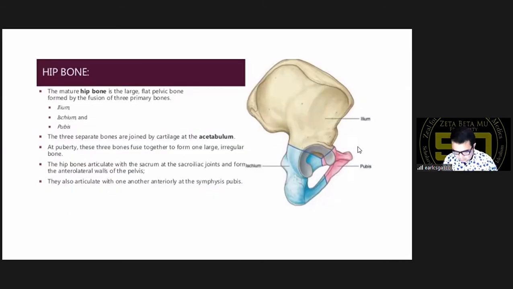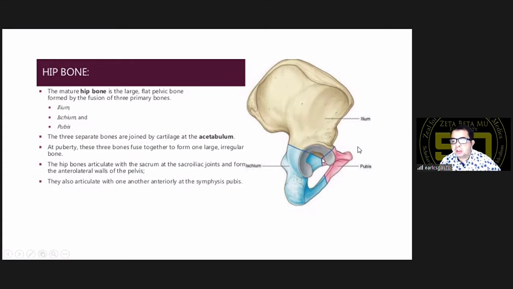Okay. Next, after the fascia, we now discuss the hip bones. Hip bones, we have three. Now, the mature hip bone is a large, flat pelvic bone formed by the fusion of three primary bones. We have the large ilium, the ischium, and the pubis. The three separate bones are joined by cartilage at the acetabulum.